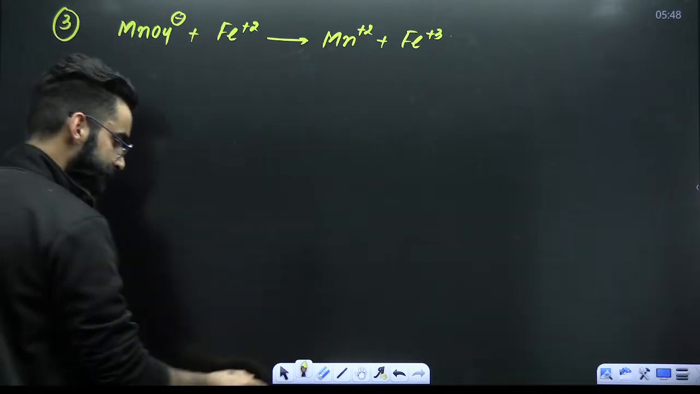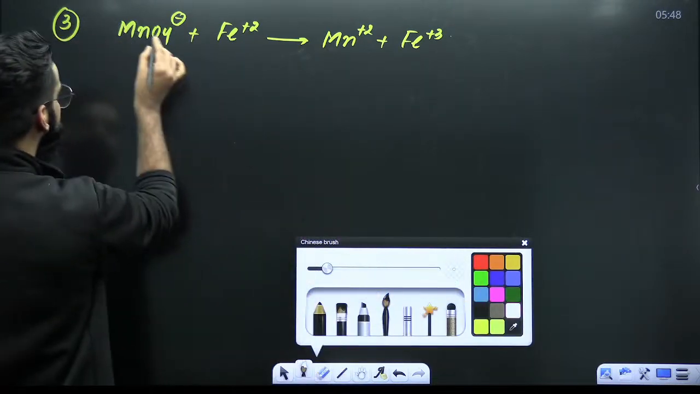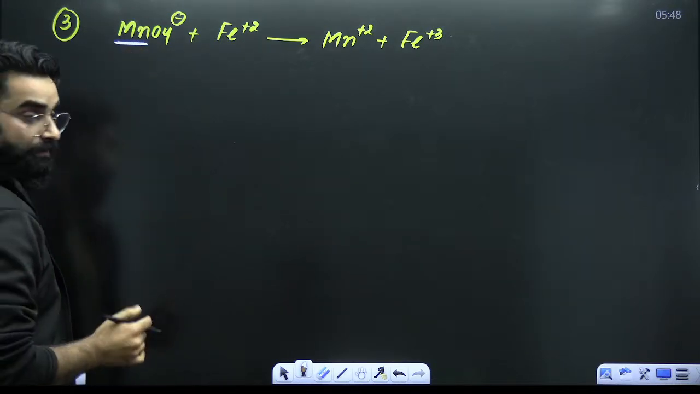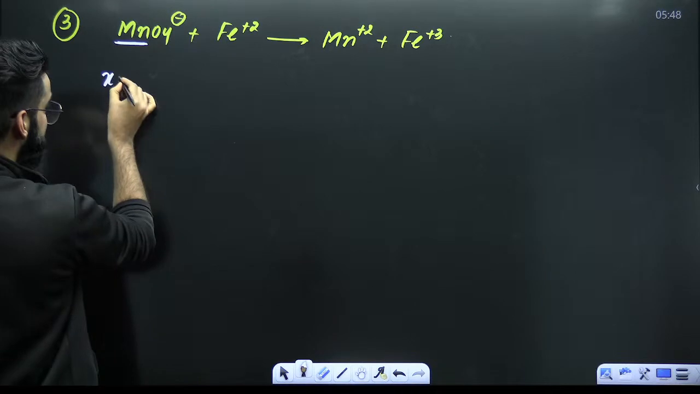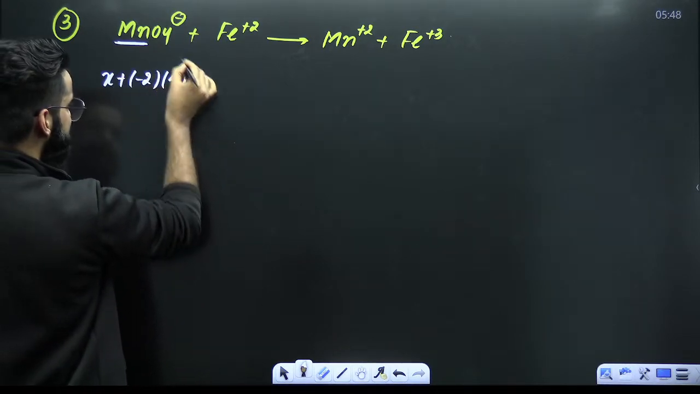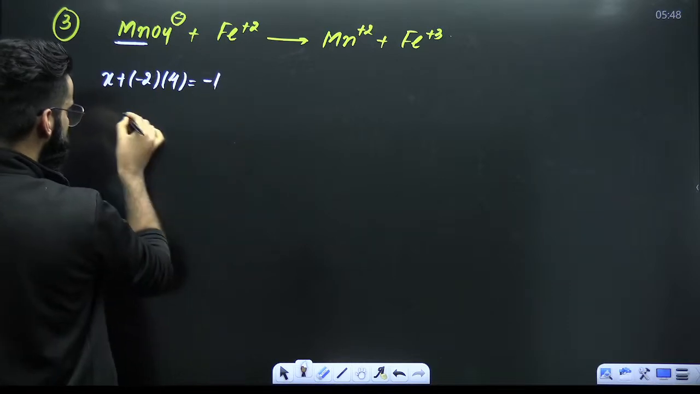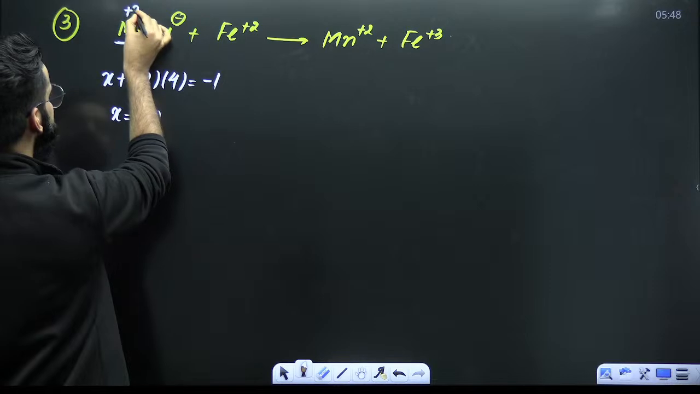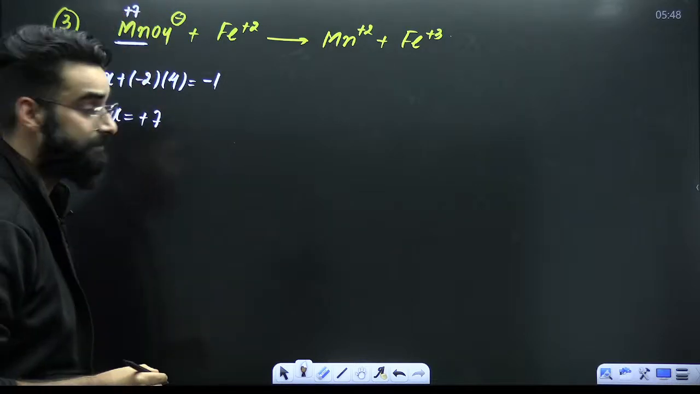See, guys, have a look. First of all, if I ask you what is the oxidation state of this manganese over here, you will have to calculate it. It's going to be X. Oxygen shows -2 oxidation state. There are 4 oxygen atoms. Net charge over here is -1. So the value of X will come out to be +7. So I would say this manganese oxidation state is +7 in this case.